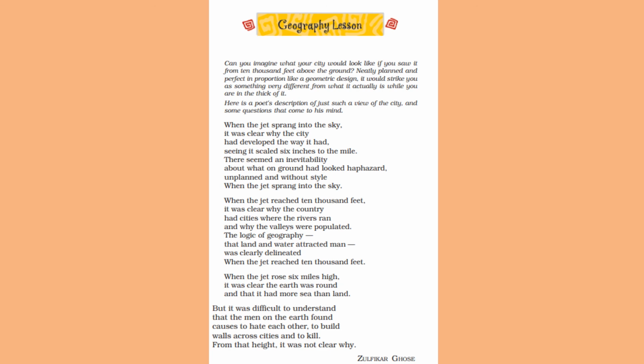And next are the devices which are used, for example imagery and alliteration. Wall symbolizes borders and city symbolizes countries. So here imagery is used, and the alliteration device is also used. Alliteration is the repetition of a consonant sound in a line, that is, sprang into the sky. S is the repeated consonant. And scaled 6 miles, again S is repeated. Why the valleys were, W is repeated here. So these are the literary devices which are used in the poem.